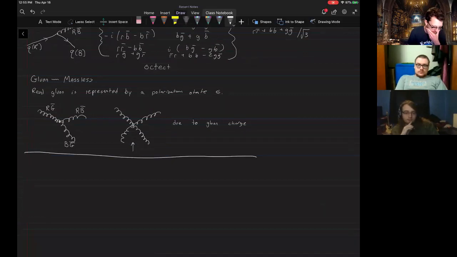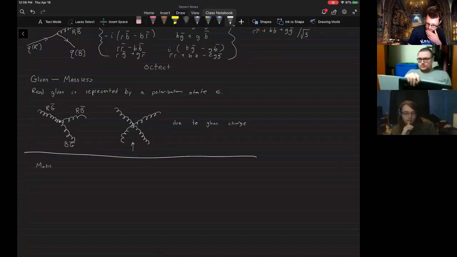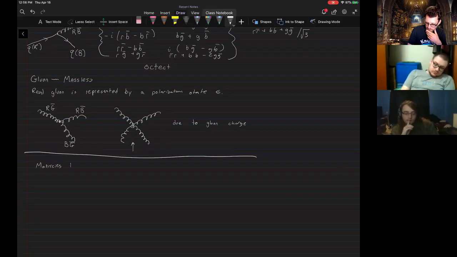What else do we need in this theory? Well, it turns out we're going to need some matrices, we're going to need color interaction matrices.